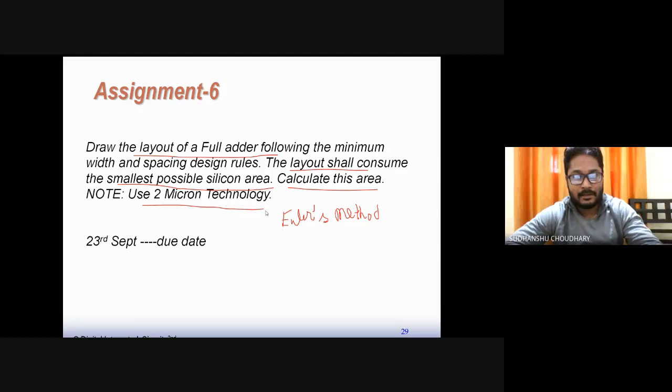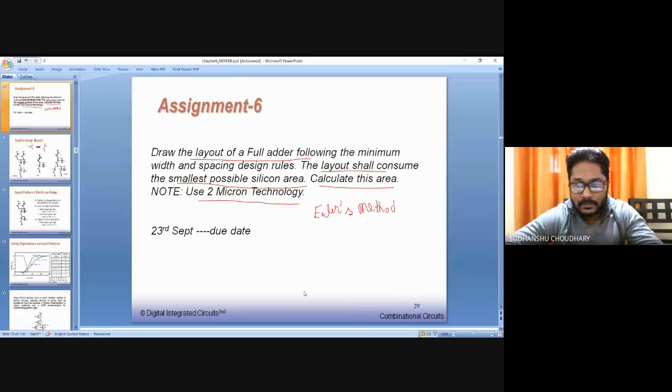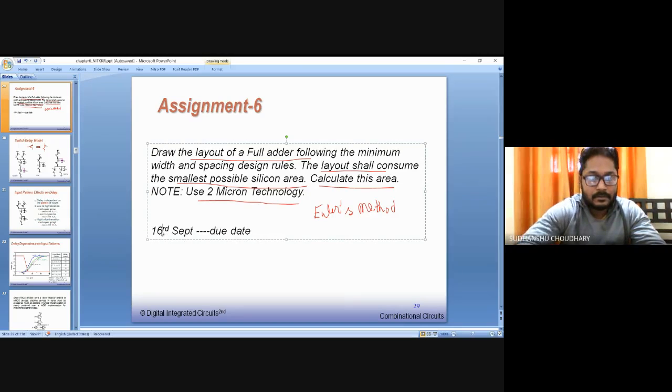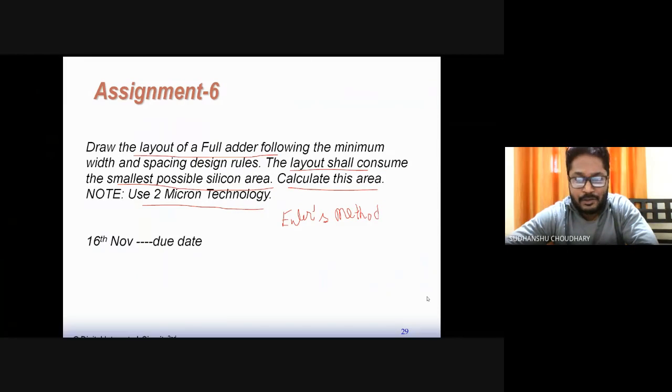So maybe let us fix the date of this assignment also. Today is 10th. So maybe 17th or maybe 16th, Monday. Okay, 16th November, you will submit these assignments. I think I'll stop here, and if you have any questions, you can post your questions.